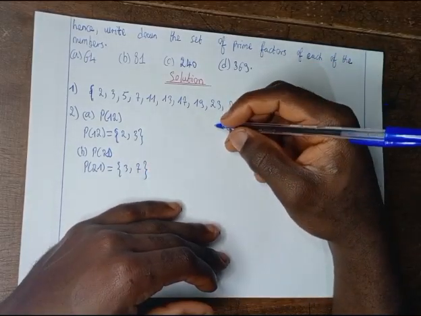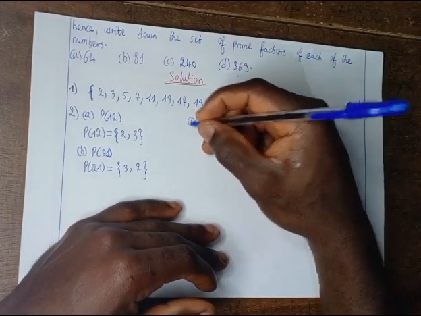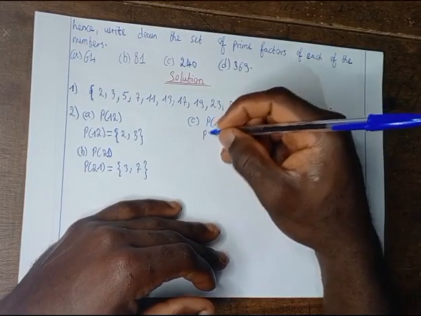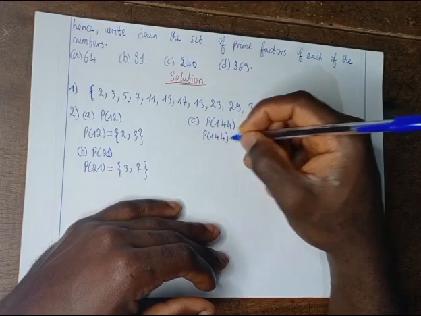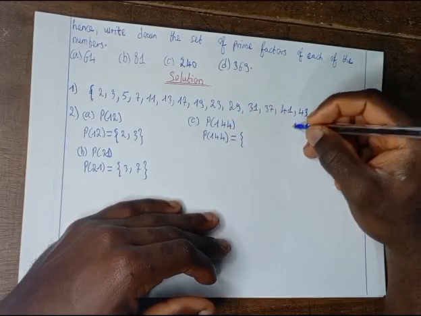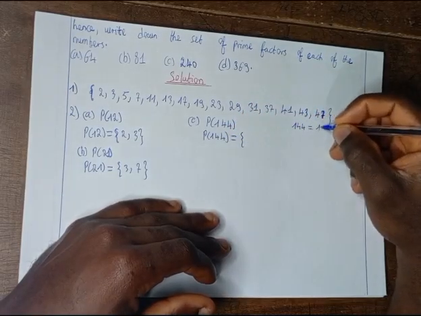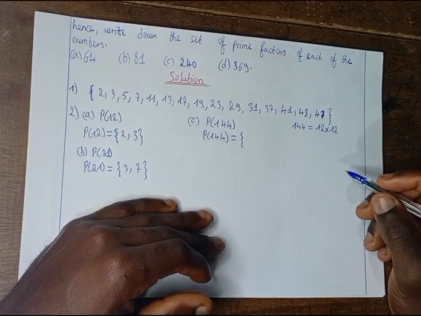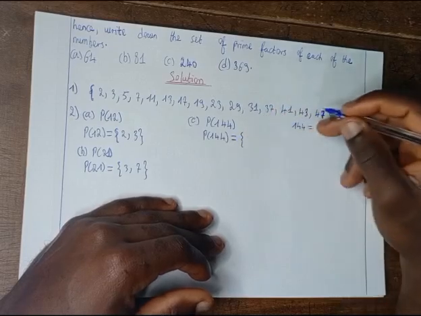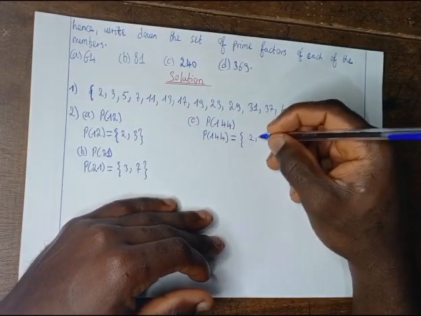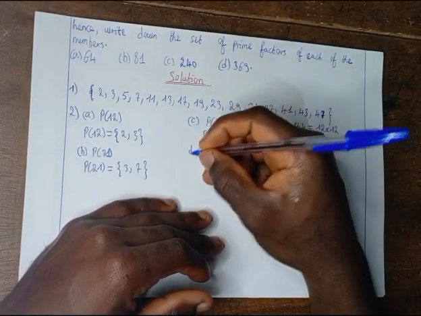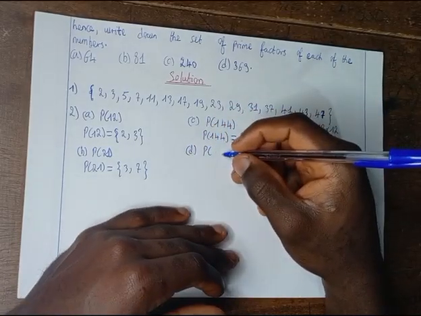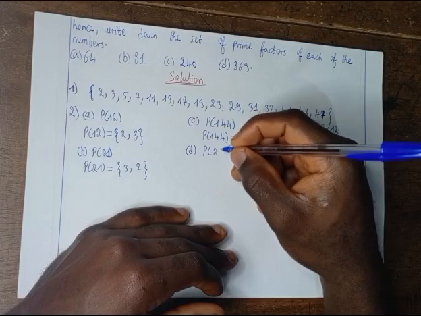We go now to C. We have P of 144. P of 144 is simply equal to, 144 is the same as 12 times 12. So the prime factors of 144 will simply be the prime factors of 12, 2 and 3. Go now to D. For D, we have P of the number 255.